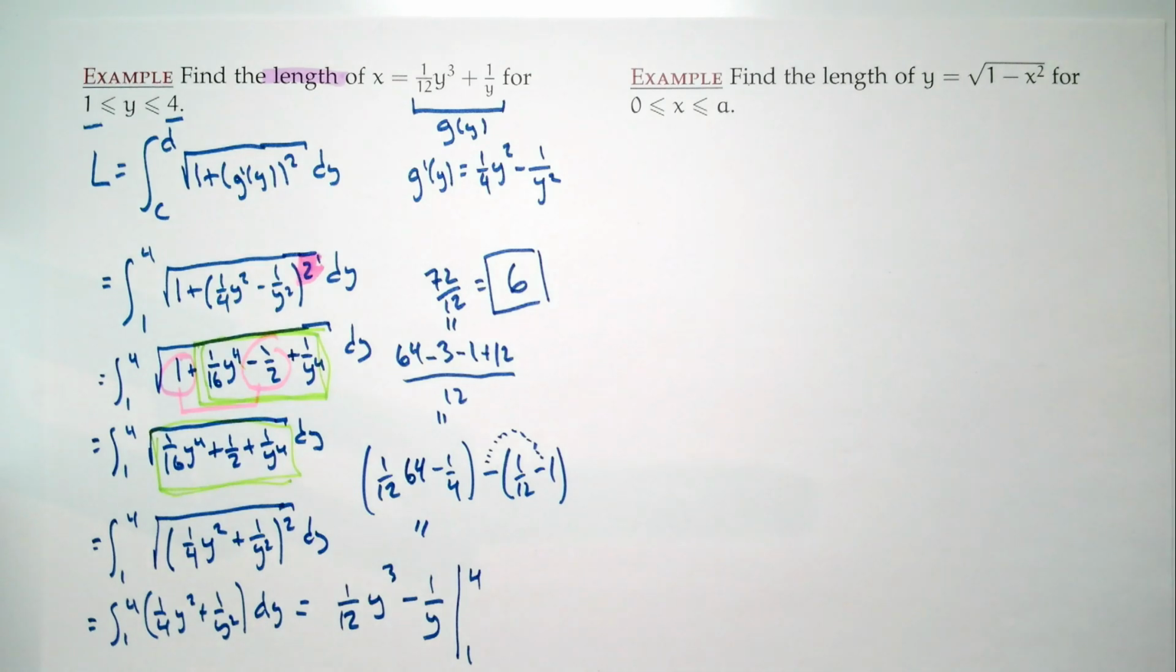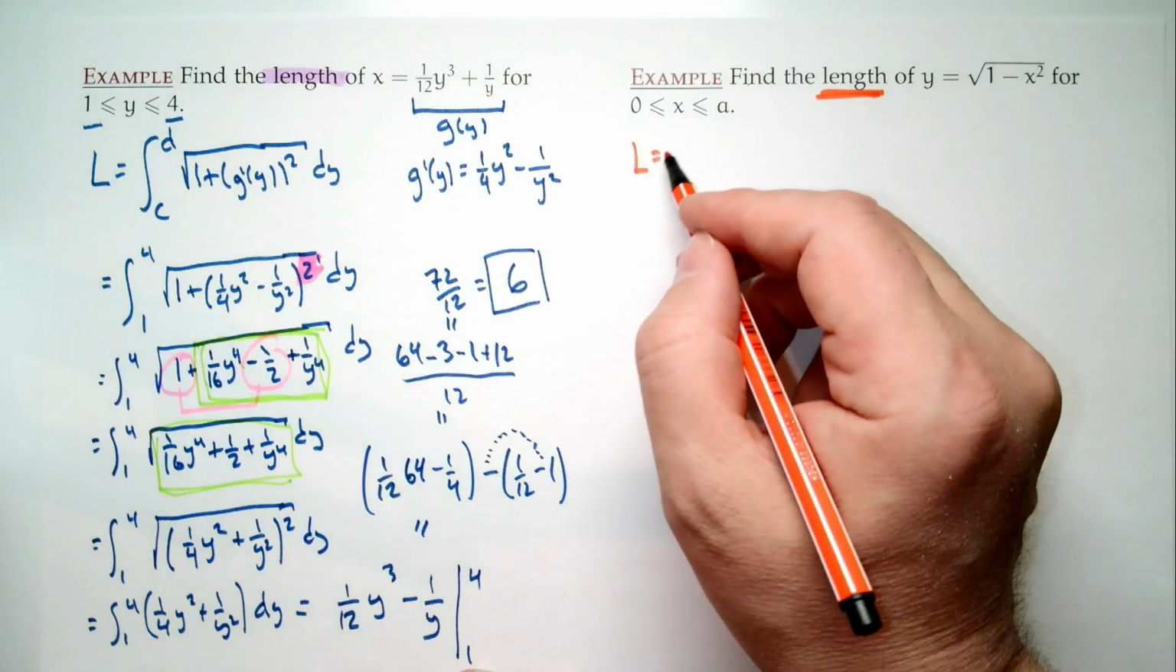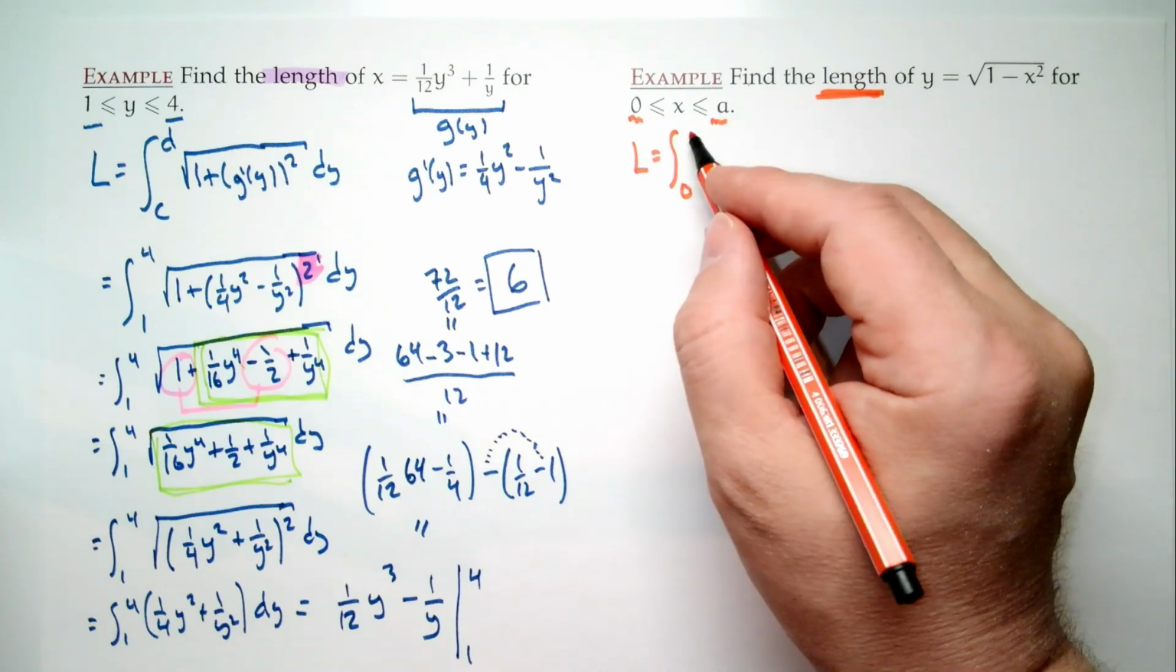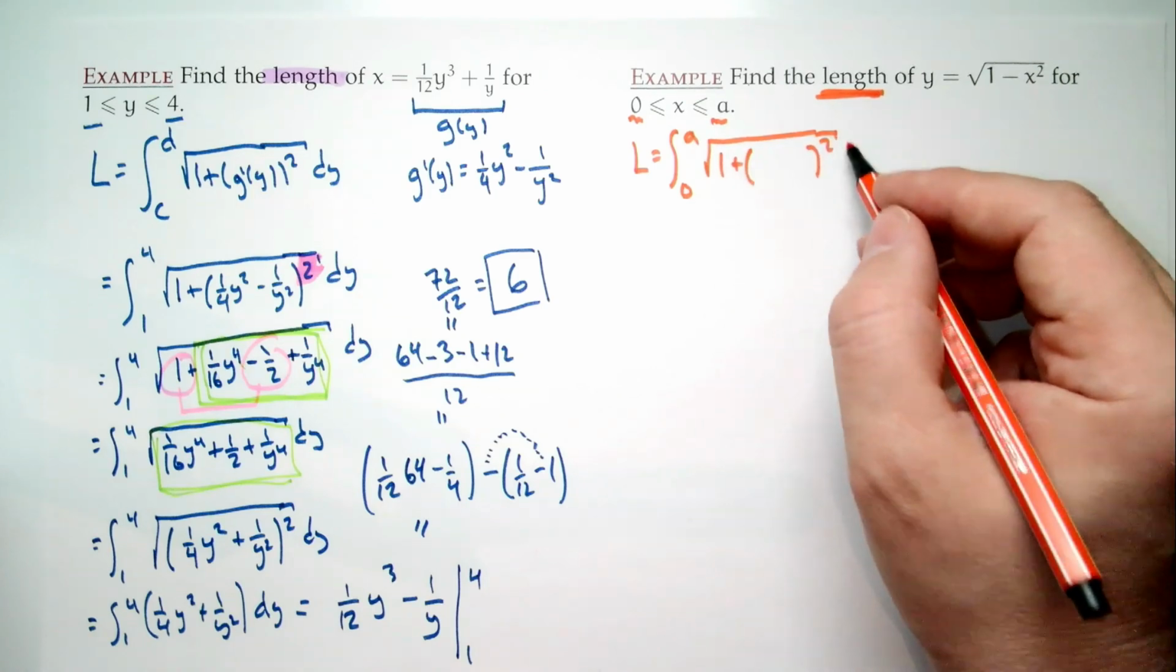All right. Find the length of y equals the square root of 1 minus x squared for 0 less than or equal to x less than or equal to a. All right. This should be fun. Well, let's try it. So, length. So we know we're in our length formula. We're going to integrate, and I'll go ahead and just put our bounds in, 0 to a. The square root of 1 plus something squared dx.